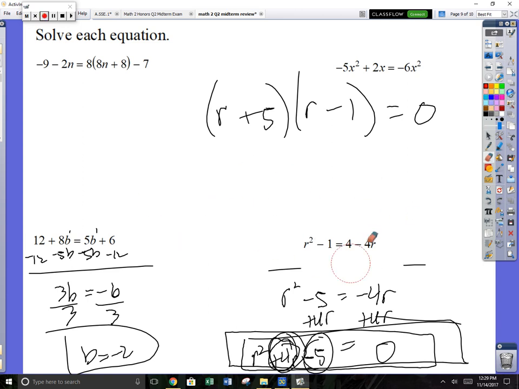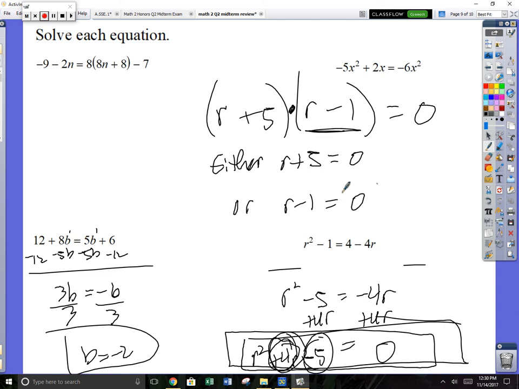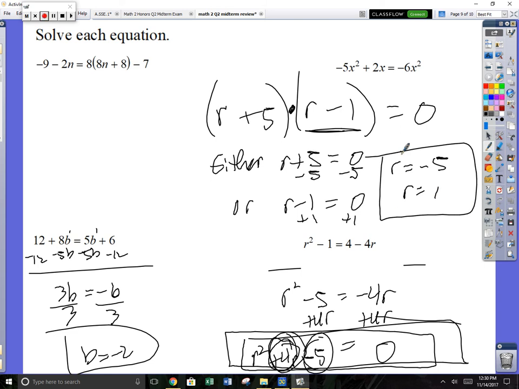Now, the product is 0, so that means you're timesing by a 0. So either this group, the r plus 5, is the 0, or this group, the r minus 1, is the 0. So for the first group to be 0, solve for r, just minus 5, r equals a negative 5. The second group, plus 1, r equals 1. So those are your 2 zeros. Those will give you 0.